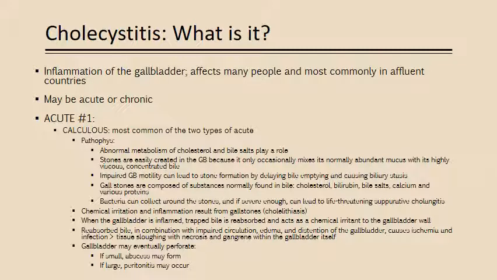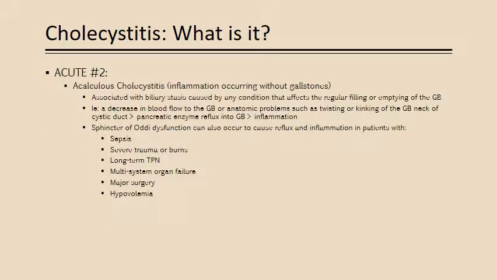Reabsorbed bile in combination with impaired circulation, edema, and distension of the gallbladder causes ischemia and infection. This causes tissue sloughing with necrosis and gangrene within the gallbladder itself. The gallbladder may eventually perforate. If it's a small perforation, abscesses may form. If it's a large perforation, peritonitis may occur. It needs immediate treatment either way.